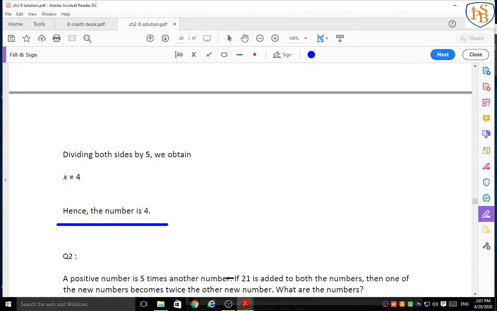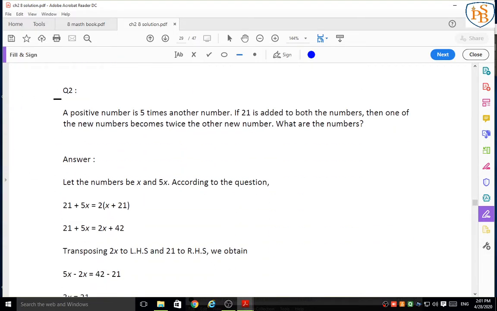Now question number 2. A positive number is 5 times another number. Okay, so let the number be x, and the positive number is 5 times the other number, so the other number will be 5x. If 21 is added to both numbers, that means 5x plus 21 and x plus 21, then one of the new numbers becomes twice the other new number. Any one number becomes twice. Then what are the numbers?